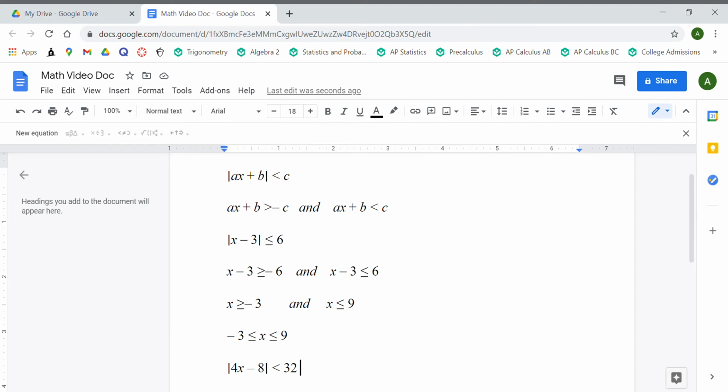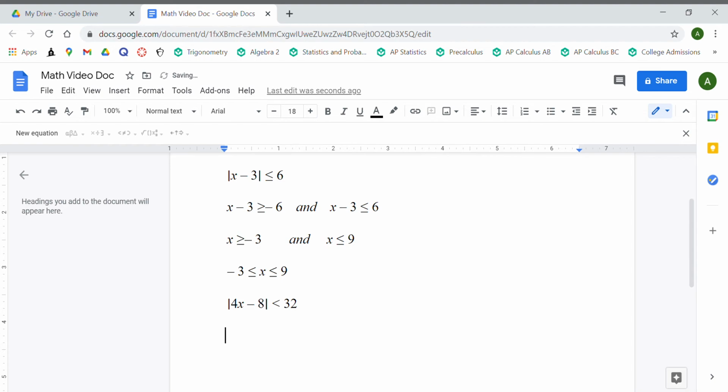Okay, so we have the absolute value of 4x minus 8 set to be less than 32. We need to split this up into two parts. Flip the symbol and make 32 negative. Join the two inequalities with "and." And then for the second inequality, just get rid of the absolute value.